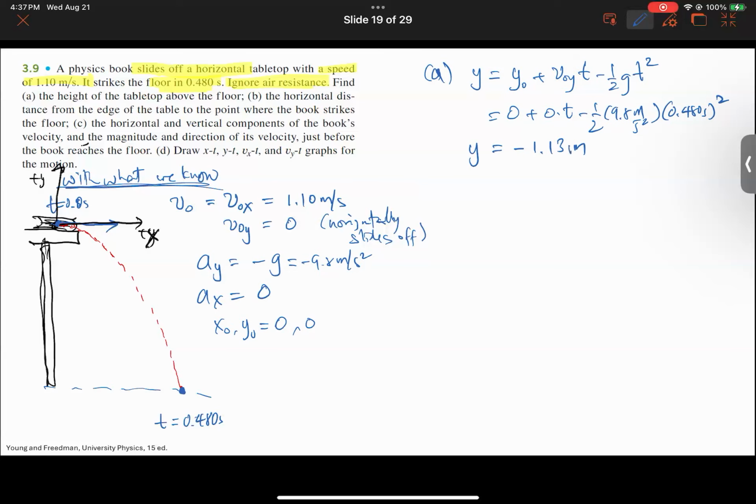So yung y ngayon is negative 1.13 meters. Okay? Negative 1.13 meters. So anong ibig sabihin yan? If this is the origin, negative yung position. So ibig sabihin, below the origin yung kanyang position. So itong height na to, that's negative 1.13 meters. Yung height na yan. Okay?